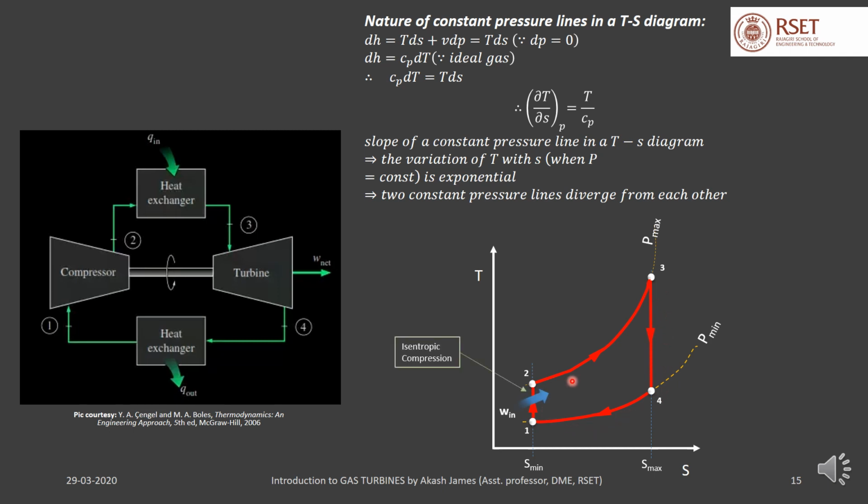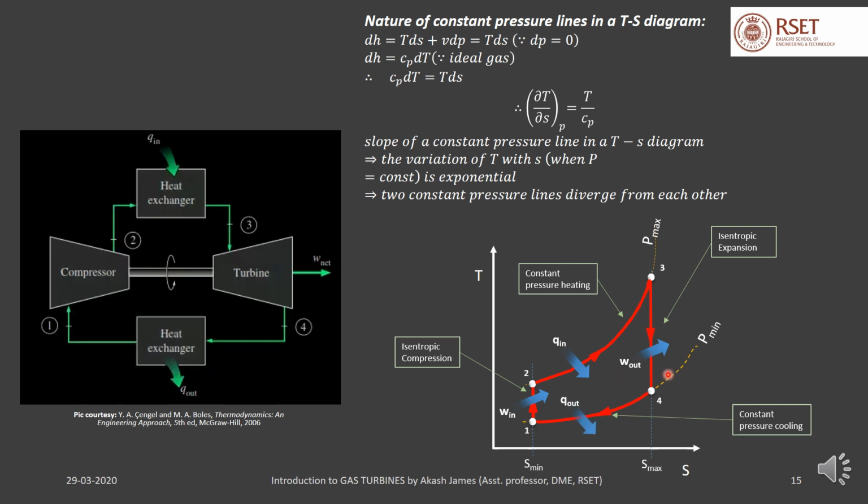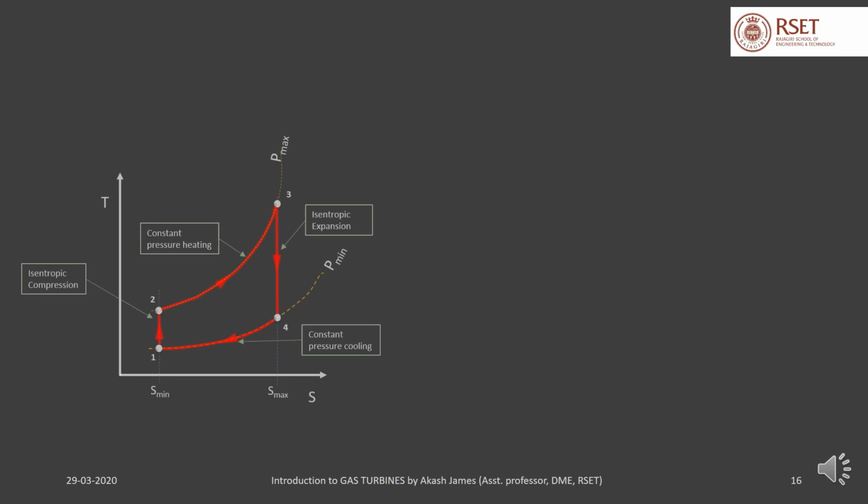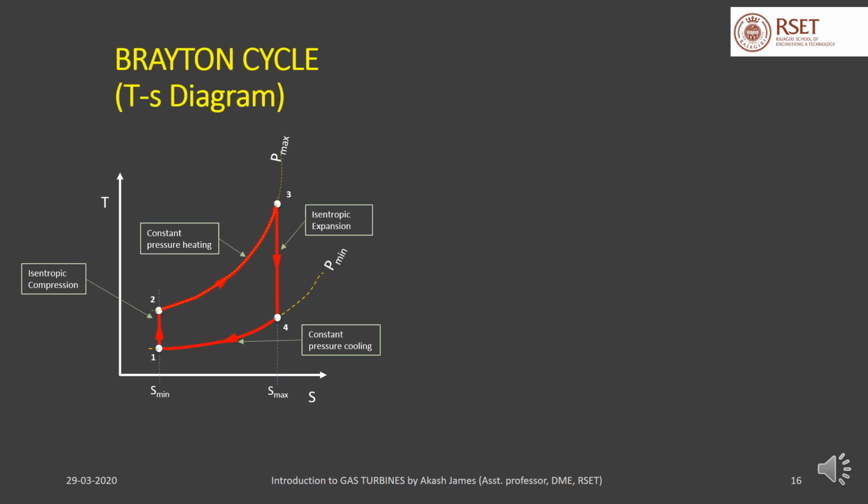Isentropic compression, in which we supply work in the compressor. Constant pressure heating, where we add heat. Isentropic expansion, where useful work is obtained, and constant pressure cooling, where heat is rejected. An ideal gas turbine cycle is also called a Brayton cycle. So what we have drawn now is the TS diagram of the Brayton cycle. This is the TS diagram we have just discussed.